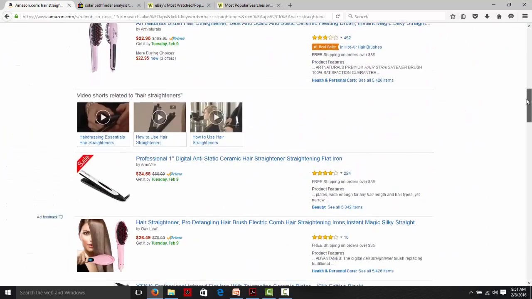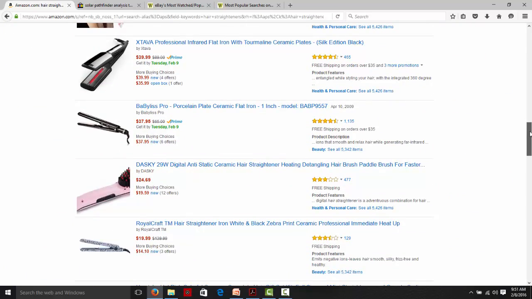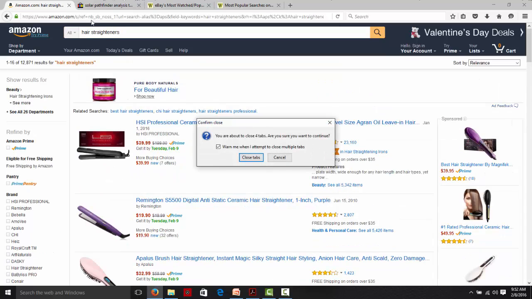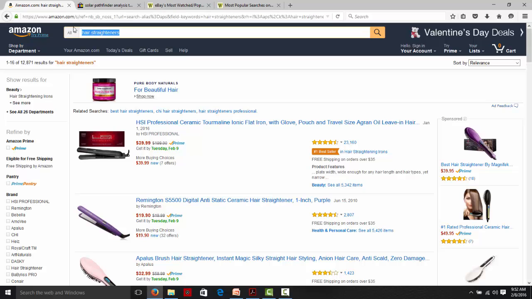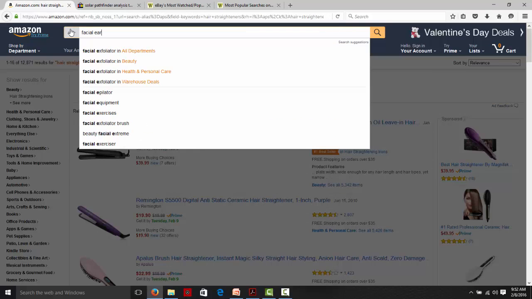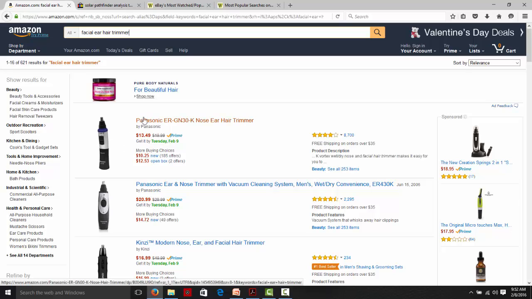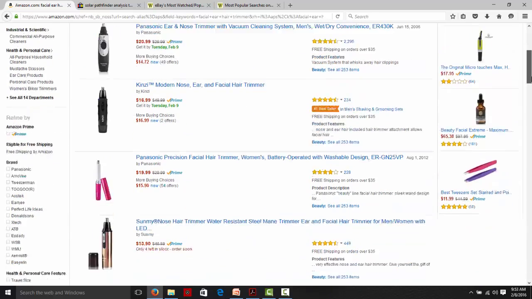As you can see, there's a ton of different products, and you want to check also the facial ear and hair trimmer. That's another good one. This one right here is the product that I sold in the past, and actually currently selling. This is the Panasonic Nose Ear Hair Trimmer, which sold over 8,700 units, and it's a very low price. As you can see here, $13.49 or actually $10.25. So it's very cheap.